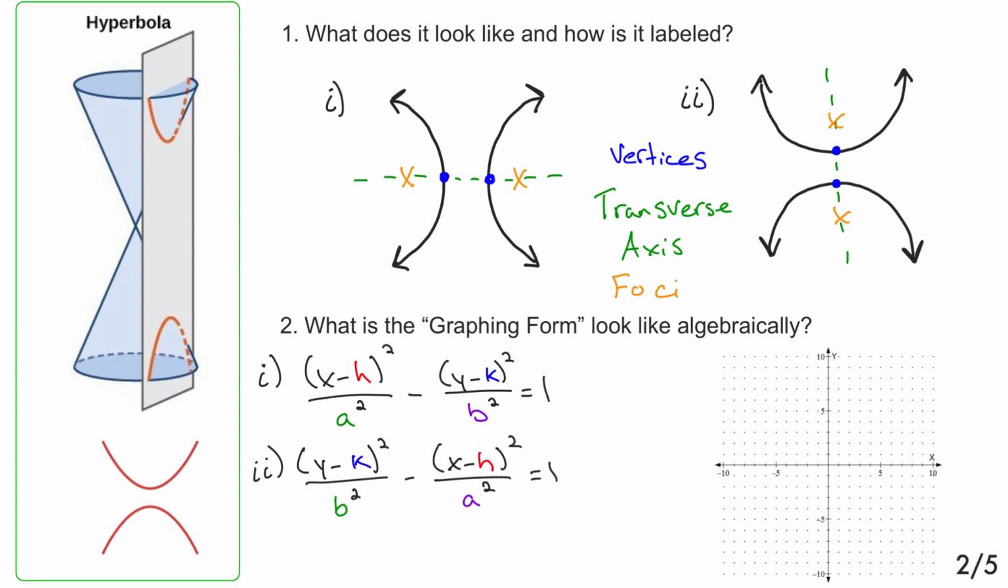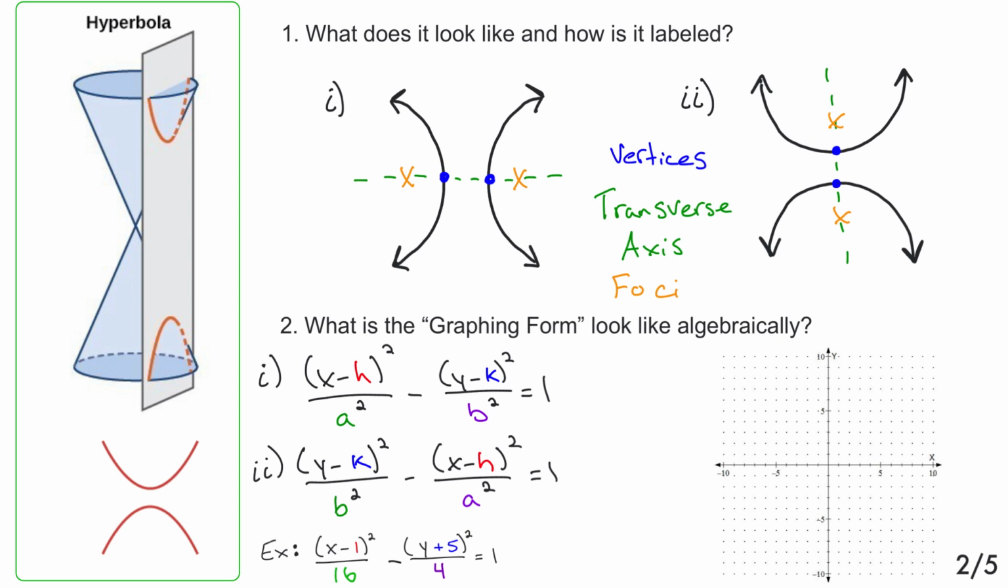So let's do a quick example. Here in my example, I have the quantity of x minus 1, quantity squared, divided by 16, minus the quantity of y plus 5, quantity squared, all divided by 4, equals 1. The first thing to note is that the term with the x in it is first. So this is a type 1 style hyperbola, which means that it's going to be opening left and right.